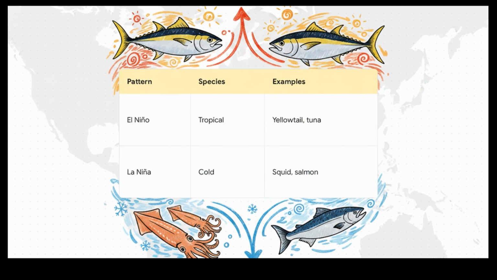During El Niño's unusually warm waters, tropical species that normally stay near the equator, like yellowtail and albacore tuna, suddenly migrate all the way up the Pacific coast into areas that are usually way too freezing for them. Conversely, during La Niña's intense cold water upwelling, you see a massive influx of cold water species, like squid and salmon, thriving right off the California coast.